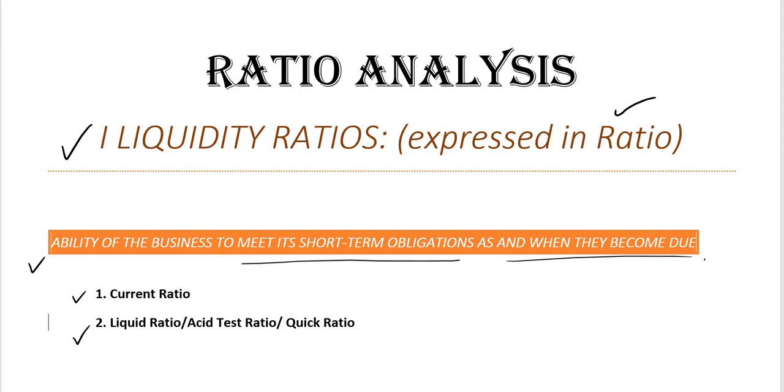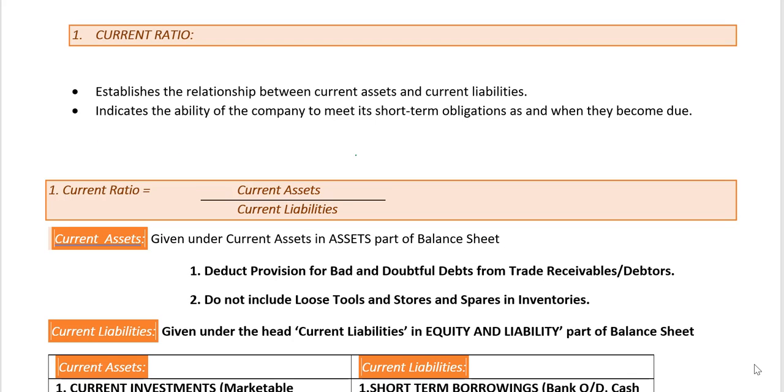So we'll begin with the first ratio called current ratio. Let's begin with current ratio. Current ratio establishes the relationship between current assets and current liabilities. It indicates the ability of the company to meet its short-term obligations as and when they become due. The formula for arriving at the current ratio is current assets divided by current liabilities.